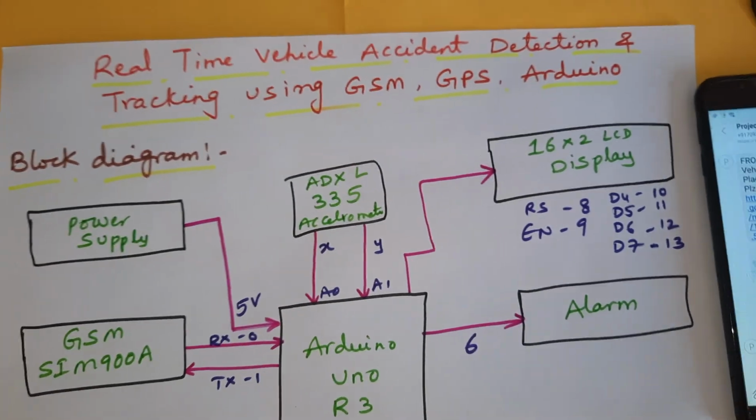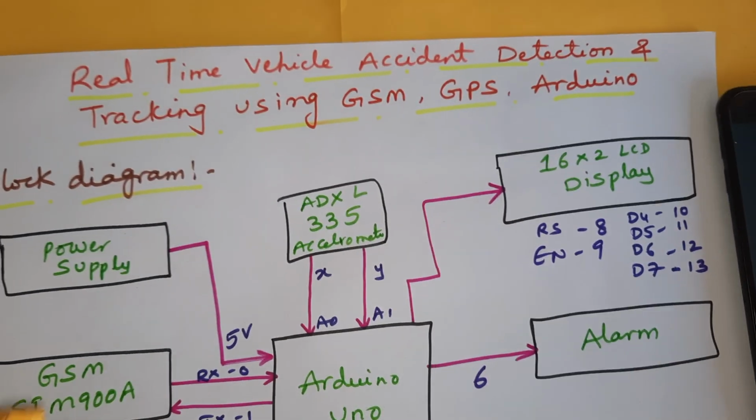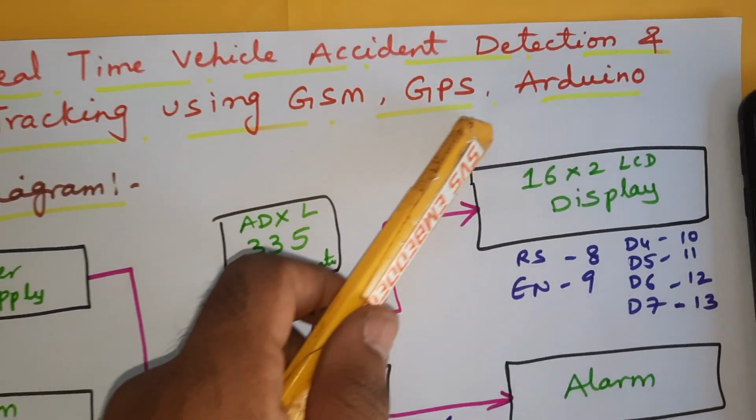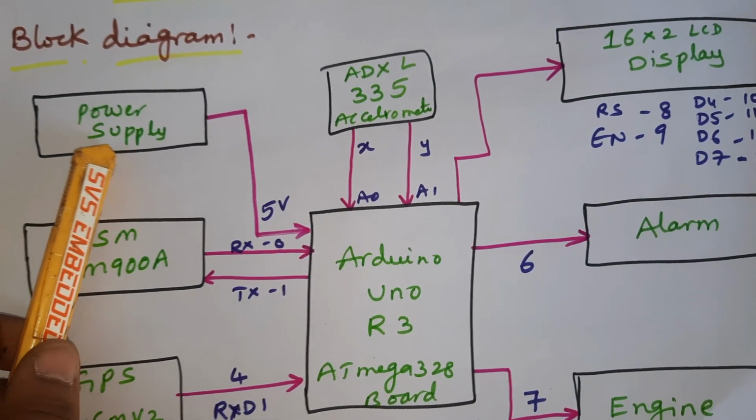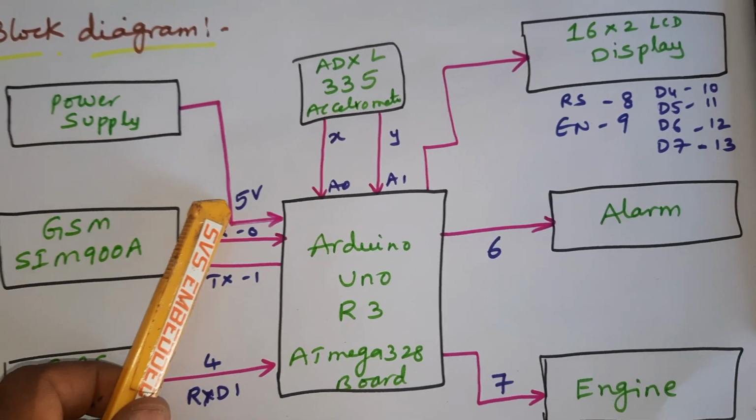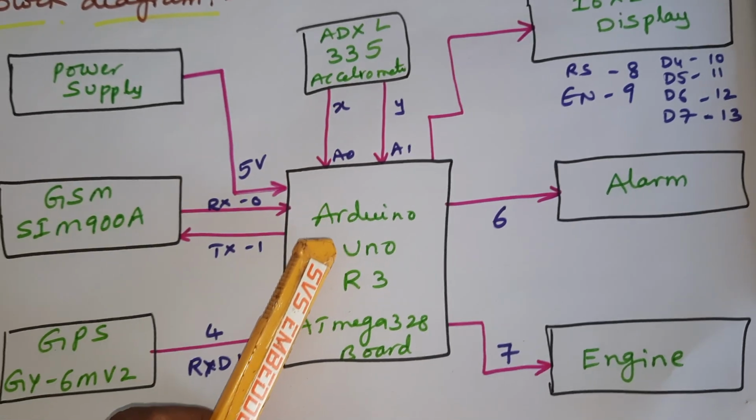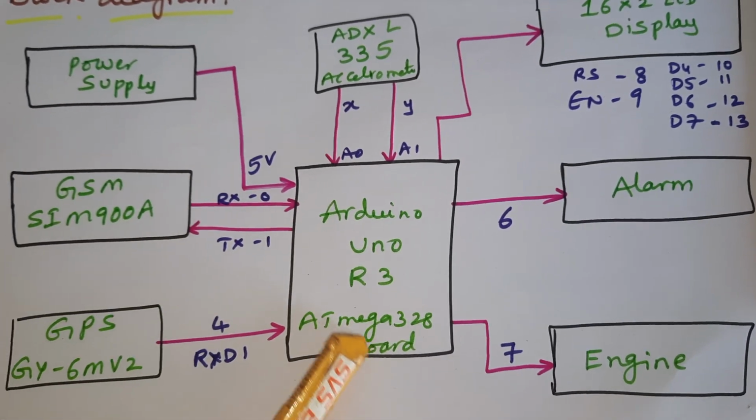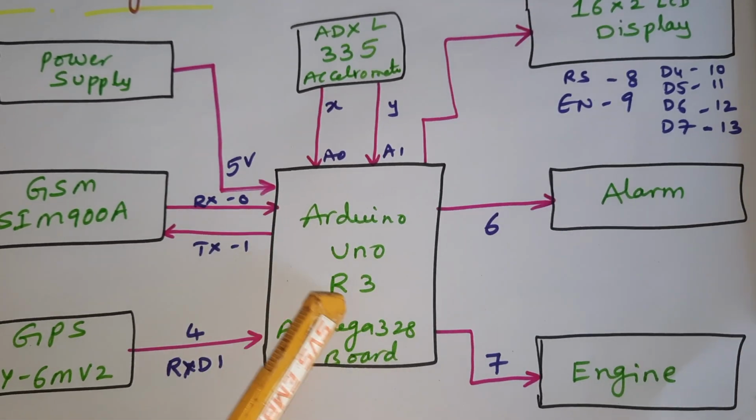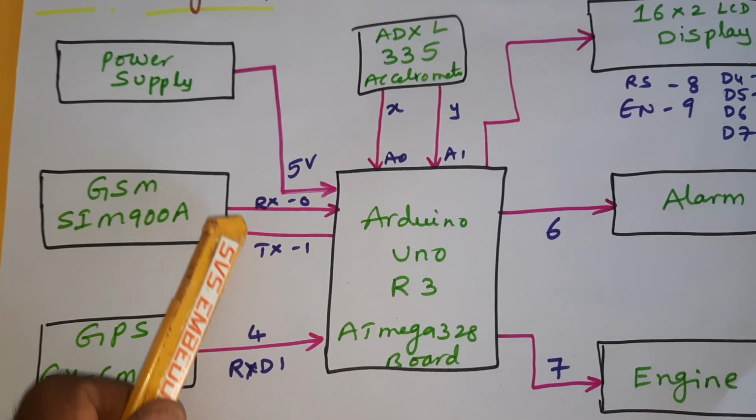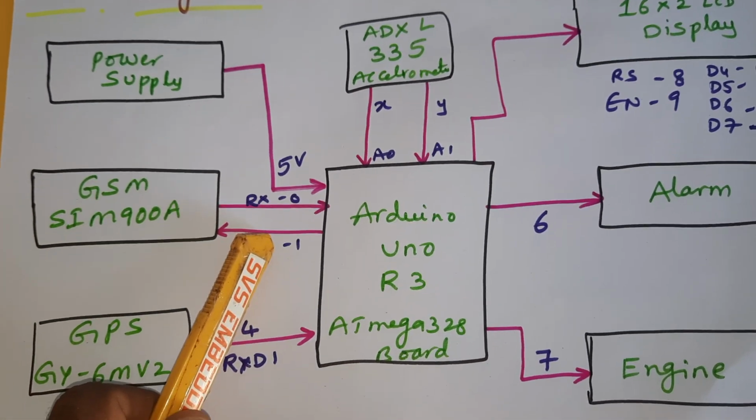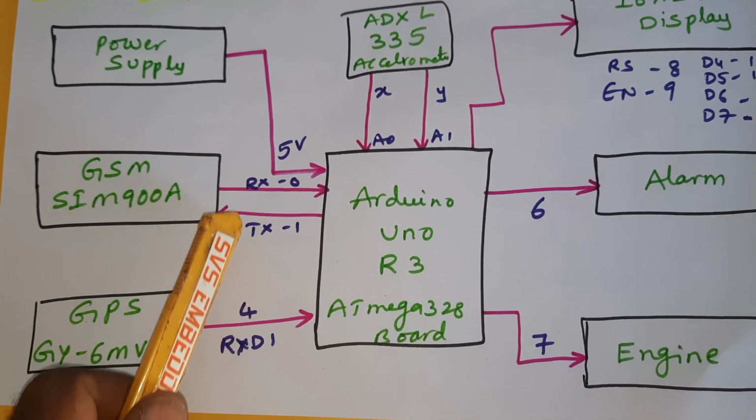The project title is Real-Time Vehicle Accident Detection and Tracking System using GSM, GPS and Arduino. In this project we are using a 12 volt adapter, and it converts to 5 volts pure DC output and gives it to the Arduino Uno R3 ATmega328 development board. The GSM SIM900A is connected with RX, TX, 0 and 1, the GPIO pins for serial communication.